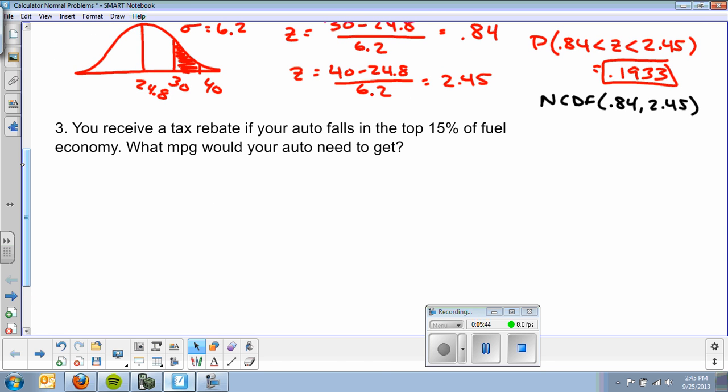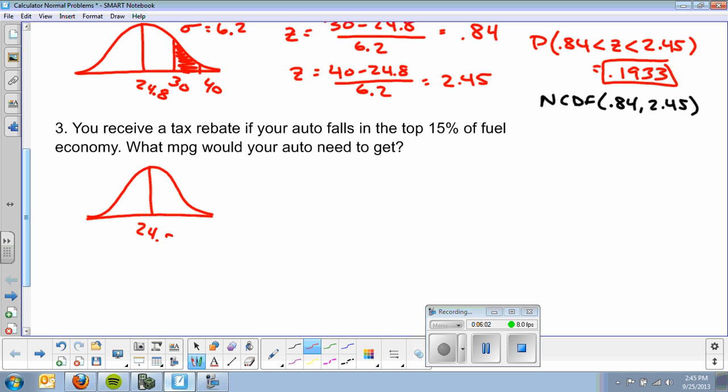And these, as you have noticed, are a little annoying because you have to look up the area in the table, which is, again, tedious. You receive a tax rebate if your auto falls in the top 15% of fuel economy. What mileage or MPG would you need to get? So, again, I got my mean, 24.8. Okay, I got my standard deviation of 6.2. I have my top 15%, and I'm looking for X.